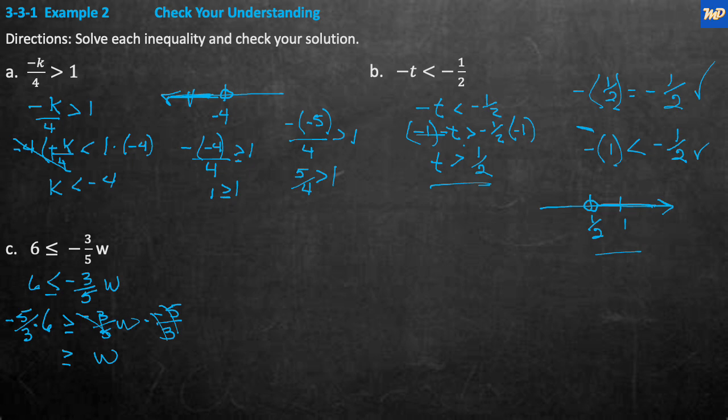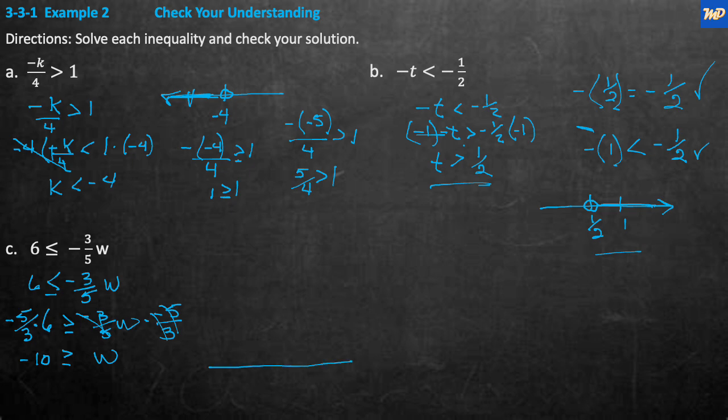And what is it? 5 times 6 is 30. Negative 30 divided by 3 is negative 10. Okay, so the solution here is W, or we could switch it, but we'll just leave it like it is: negative 10 is greater than or equal to W. So that would imply what?